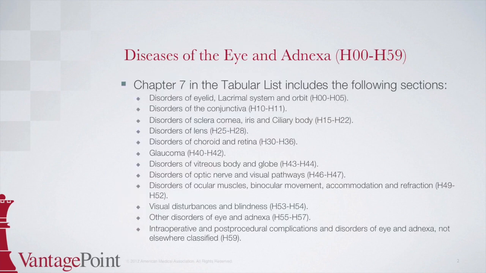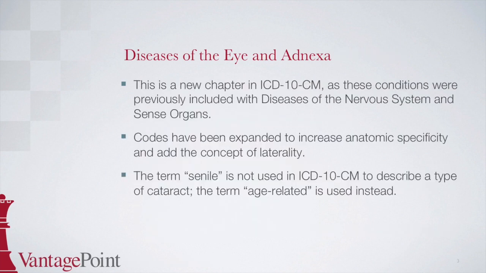As you can see on this slide, the codes for this chapter start with the letter H. If you remember from ICD-9, these codes all started with number 3 and were part of the nervous system chapter. ICD-10 created a separate chapter for diseases of the eye and greatly expanded the number of codes due to increased anatomic specificity, including laterality, which is extremely important for coding conditions of the eye. One more change from ICD-9 is that the term senile is no longer used for cataracts. The new term is age-related.